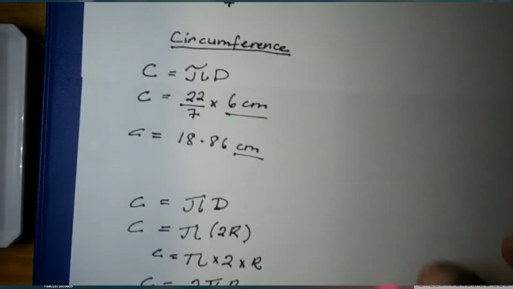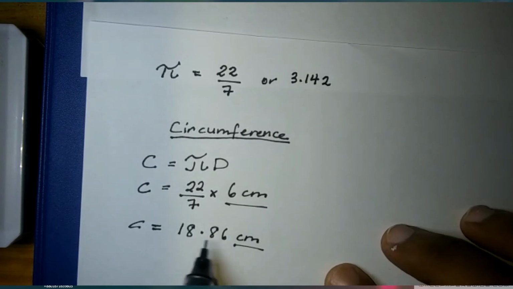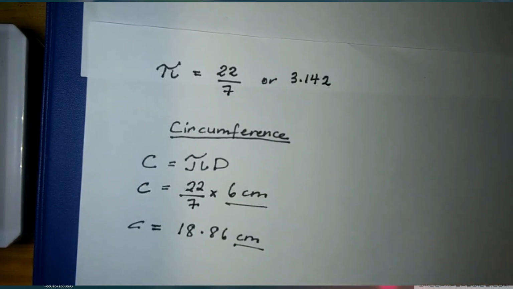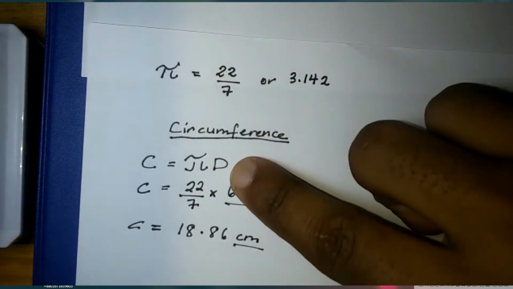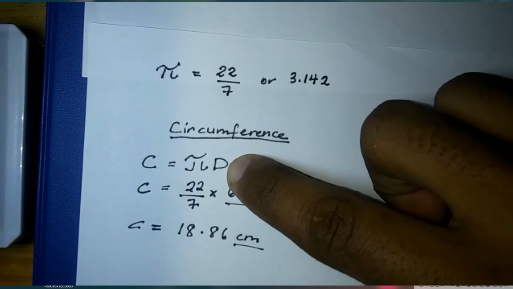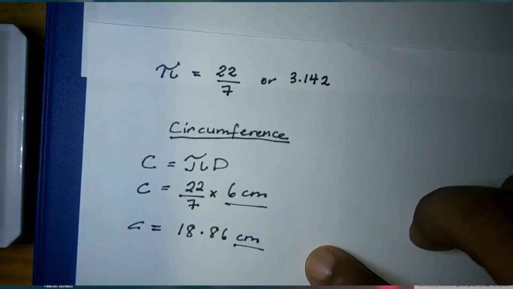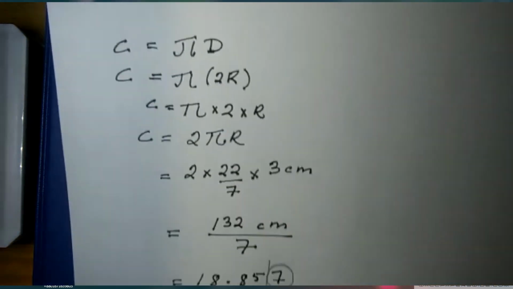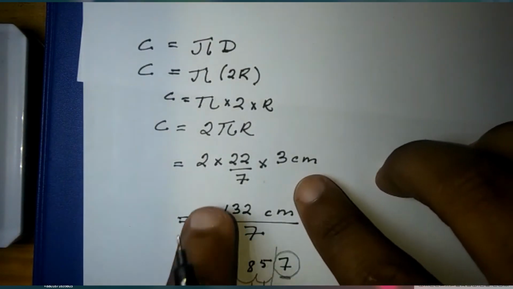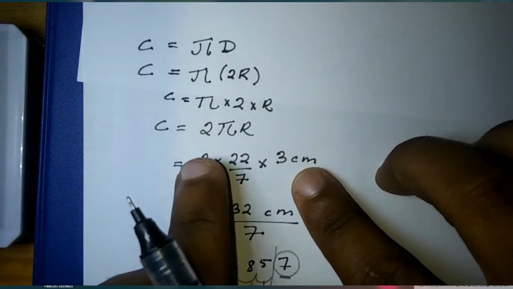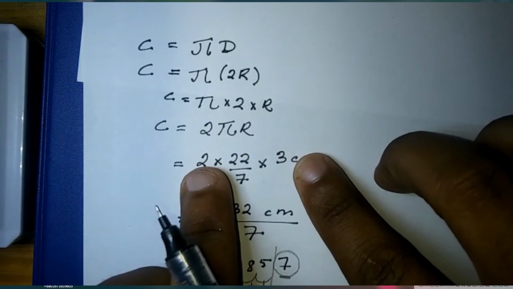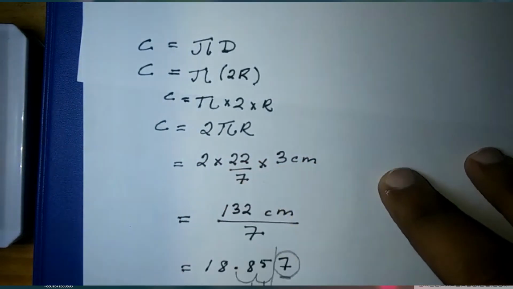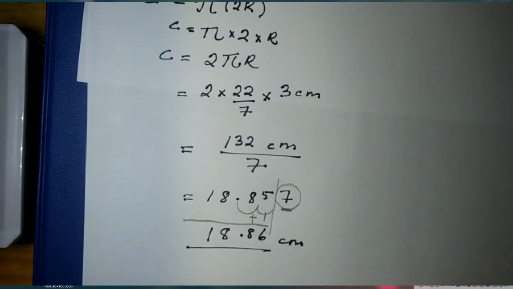And using this diameter, it is still 18.86 centimeters. So we can use both pieces of information to calculate the circumference of the circle. If we're given the diameter, we can simply multiply the diameter by pi and get our answer. But if we're given the radius, we can simply multiply 2 times the radius, and we're still multiplying it by pi, which is 22/7. We will get the same exact answer.